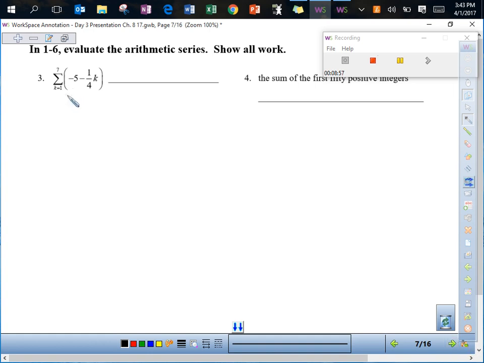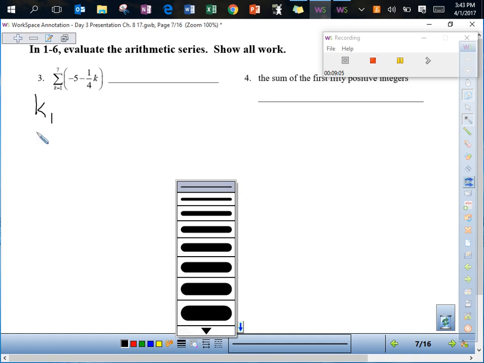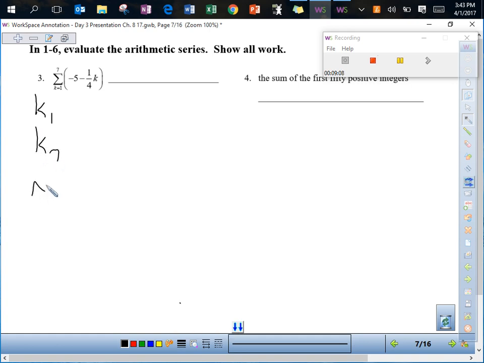It says sum up the first 7 terms. Well, once again, guys, I need k sub 1 or a sub 1. That part doesn't matter. I need k sub 7 and my n value. So to get k sub 1, plug in 1 into this formula. Negative 5 minus 1/4 times 1 is negative 5 1/4. Plug in 7. Negative 5 minus 1/4 times 7, you're going to get negative 6.75. And n happens to be the 7 numbers that we're working with.